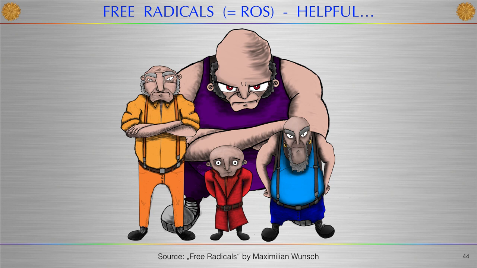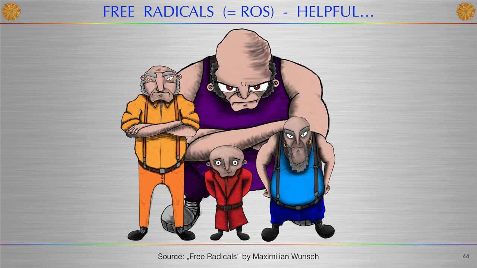So they are signaling molecules responsible for photoadaptation, for the production of the horny layer of the skin, for the production of melanin. Do not confuse this with melatonin. Melanin, the black pigment, is also dependent on reactive oxygen species induction in the skin. So free radicals are helpful and necessary, and they help us to survive as long as they are within a certain range.